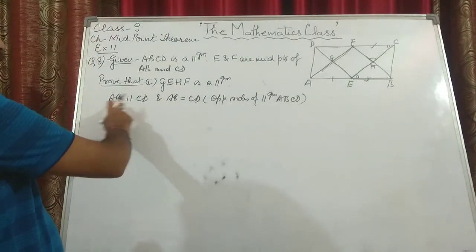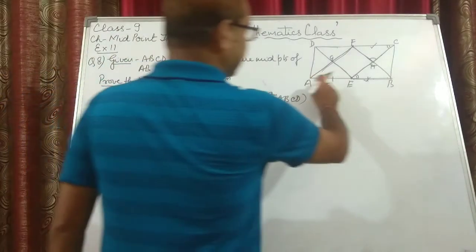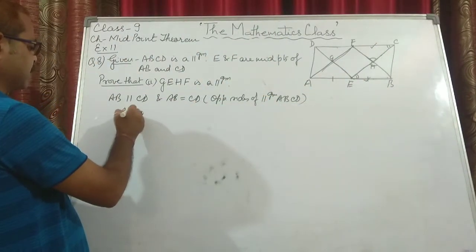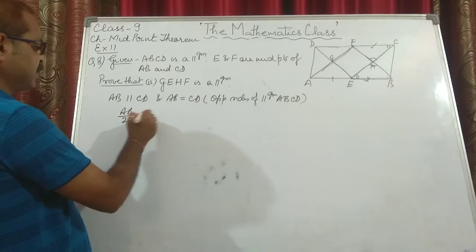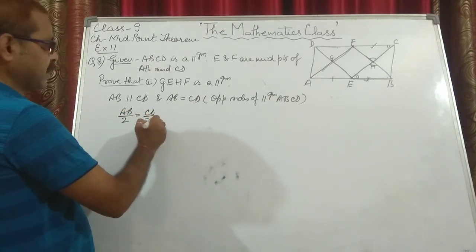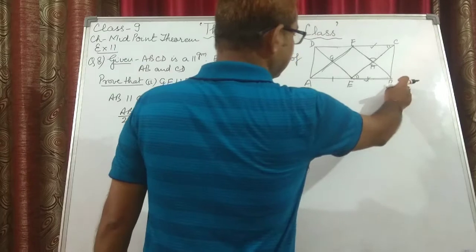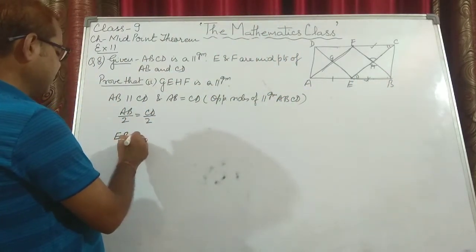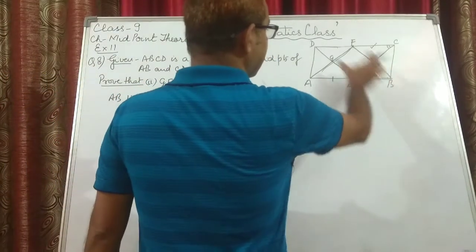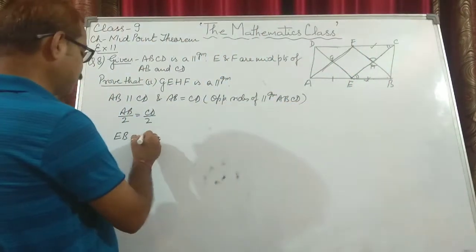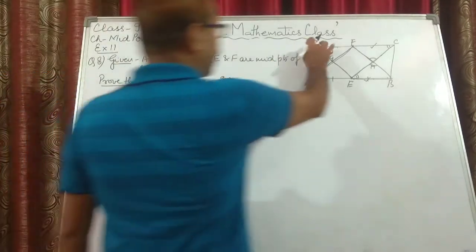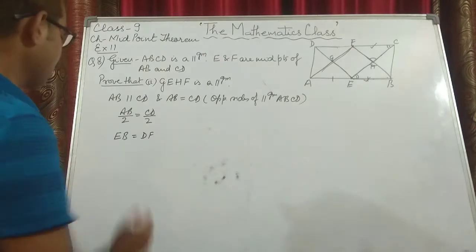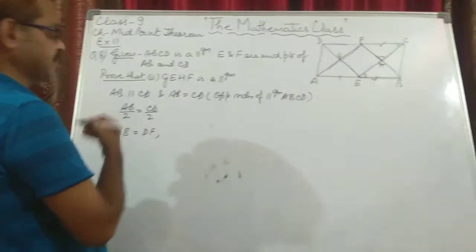Now we know that AB and CD are parallel, and AB and CD are equal. So we can say half of AB will be equal to half of CD. In place of half of AB, we can write EB or BE. And in place of half of CD, we are writing DF. Now EB is equal to DF.